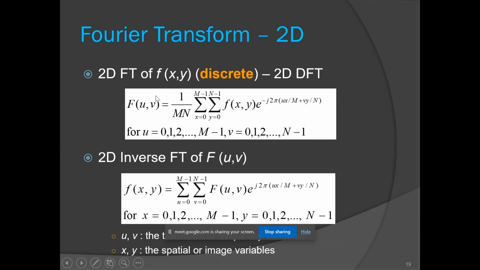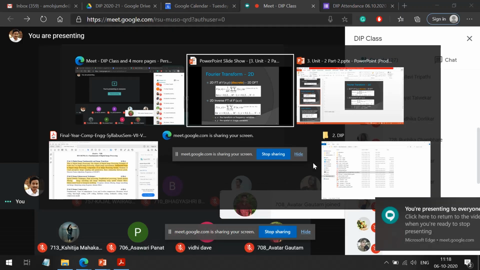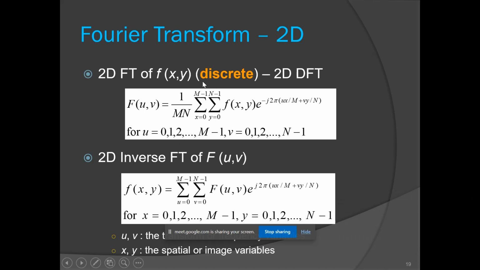So this is the equation for 2D DFT of f of xy. This f of xy will be our image. This is the equation of Fourier transform, the 2D discrete Fourier transform. Here f of xy represents our image, and the image size is m by n. The Fourier transform of this f of xy is represented by capital F of uv, and the equation is like this.